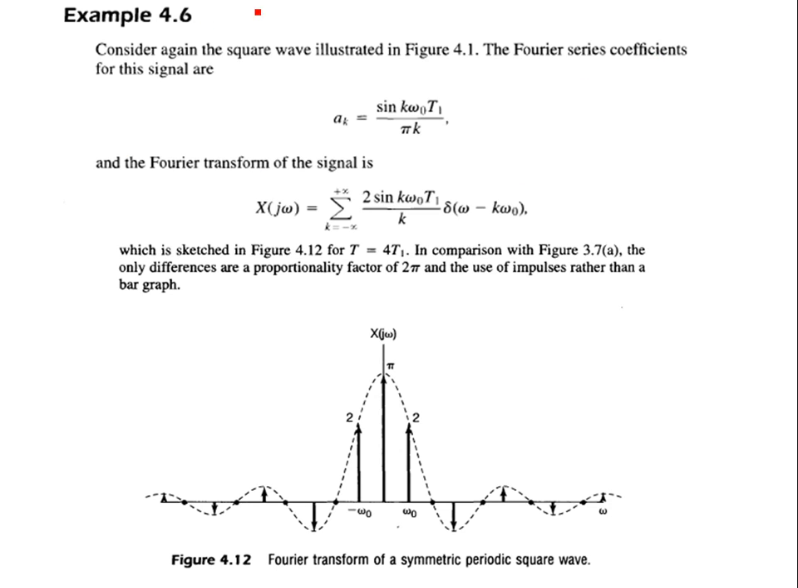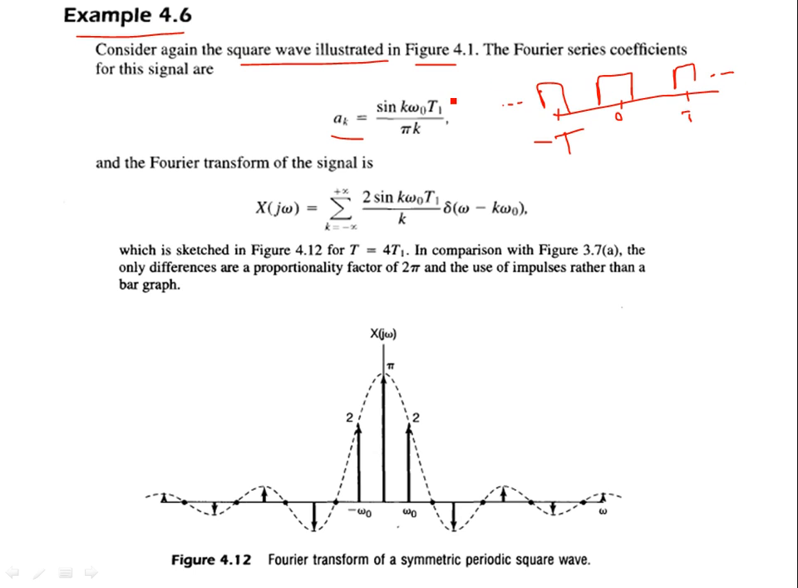Okay, so for example, this is example 4.6 from your course text. This elaborates the point that it's not the Fourier coefficients that you have; they have to be multiplied by 2 pi. Let's consider again the square wave illustrated in figure 4.1. We have seen that square wave before. If you recall, the square wave was of rectangular pulses. So basically these pulses were repeating, and if this is 0, then this is T, then minus T, and this spectrum continues.